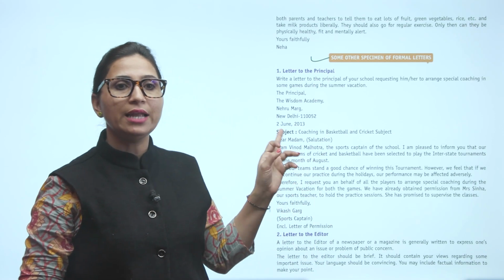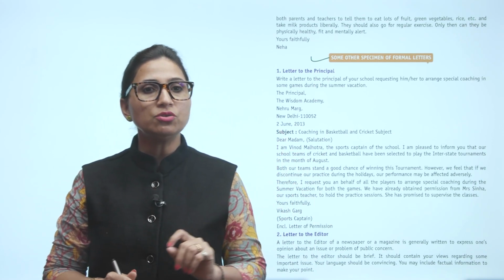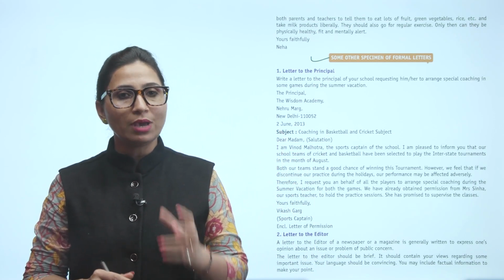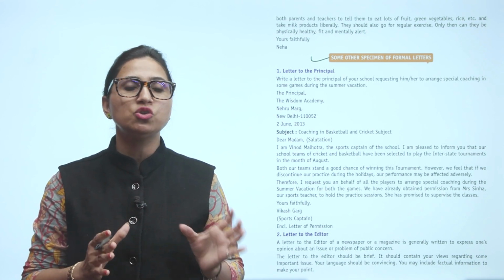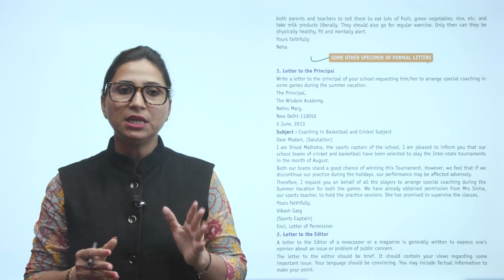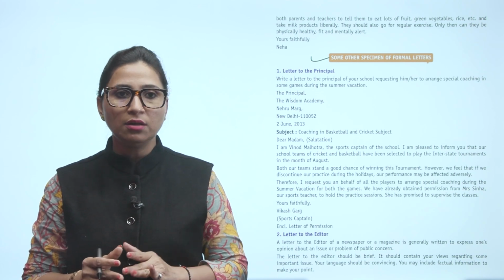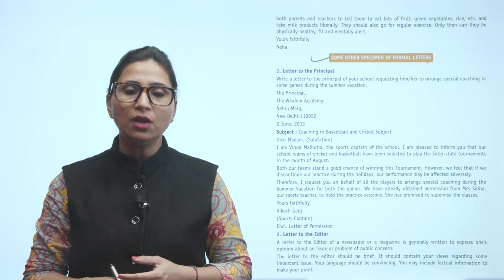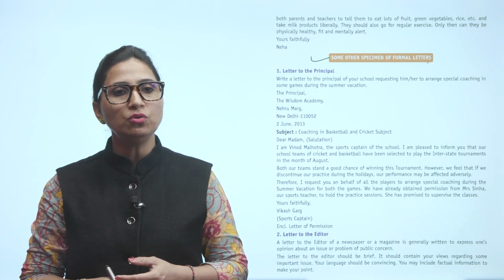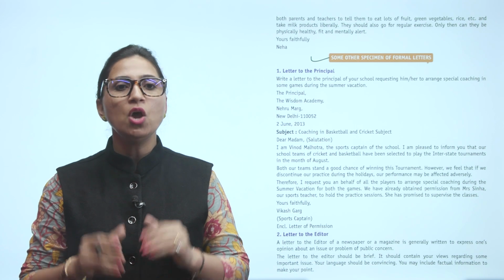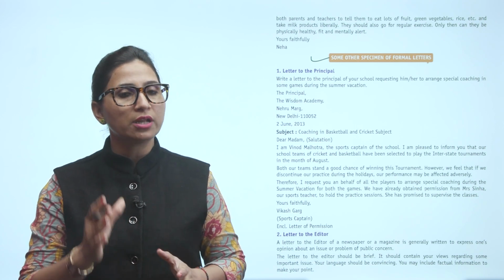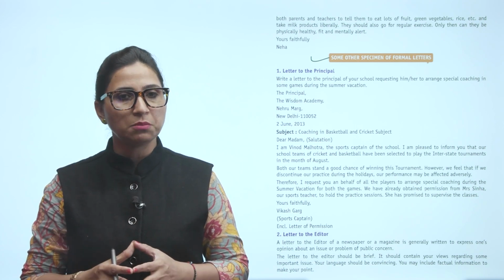So first we have a letter to the principal. Write a letter to the principal of your school requesting him or her to arrange special coaching in some games during the summer vacation. The Principal, the Wisdom Academy, Nehru Marg, New Delhi 110052, 2 June 2013. So we will mention the subject: coaching in basketball and cricket. Okay, this is how you have to mention the subject.